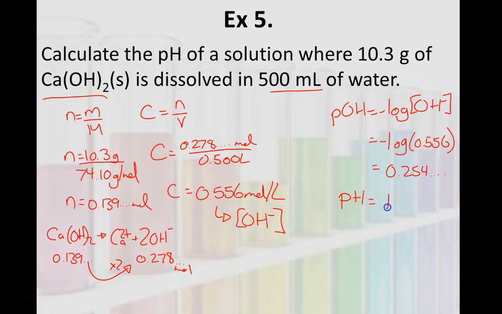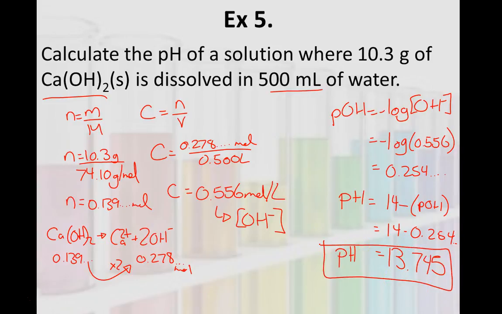And then to figure out the pH, it would be 14 minus the pOH, if you rearrange here. 14 minus 0.254. This question has 3 sig digs, so my pH has to have 3 significant digits after the decimal. So the pH is 13.746.